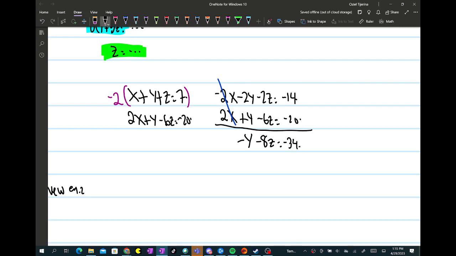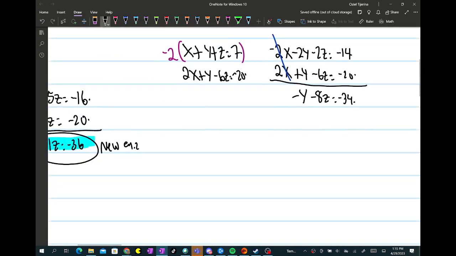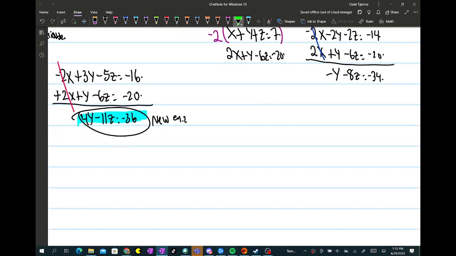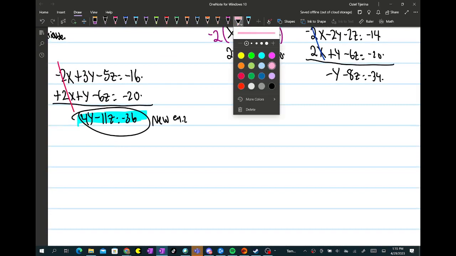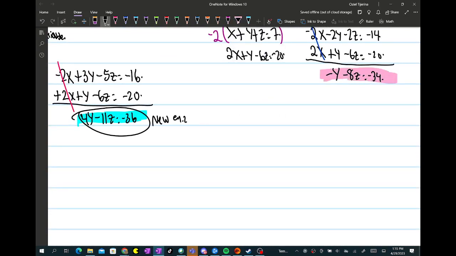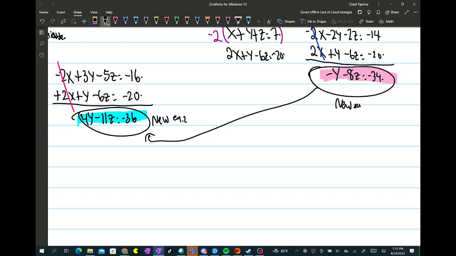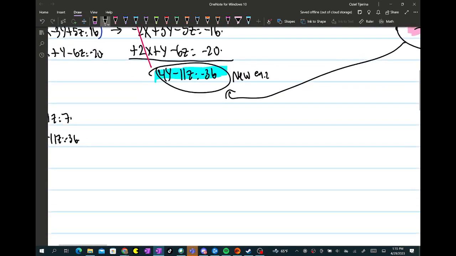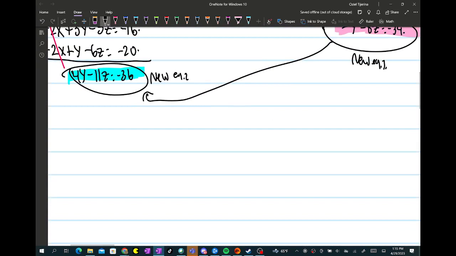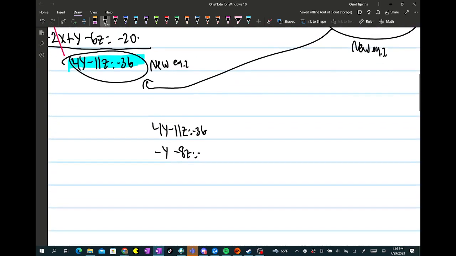Okay, so then what I'm going to do here now is I have these two different equations, so let me kind of just color code here. I have this one as well as this one here. So this is considered new equation 3, right? And now I'm going to grab those two equations. So I have 4y minus 11z equals negative 36. And then I have negative y minus 8z equals negative 34.